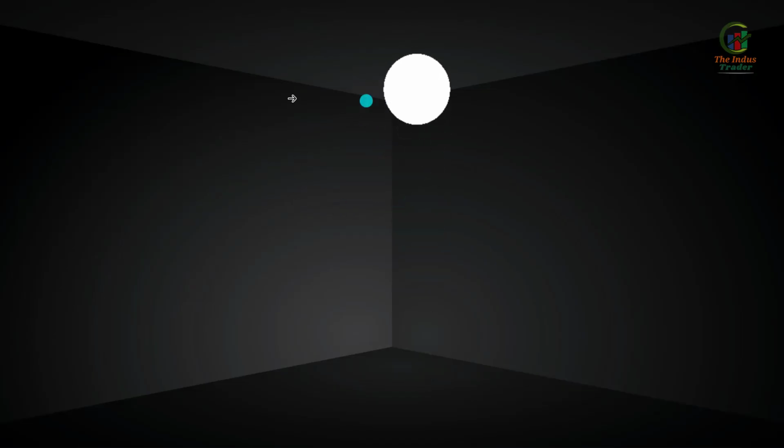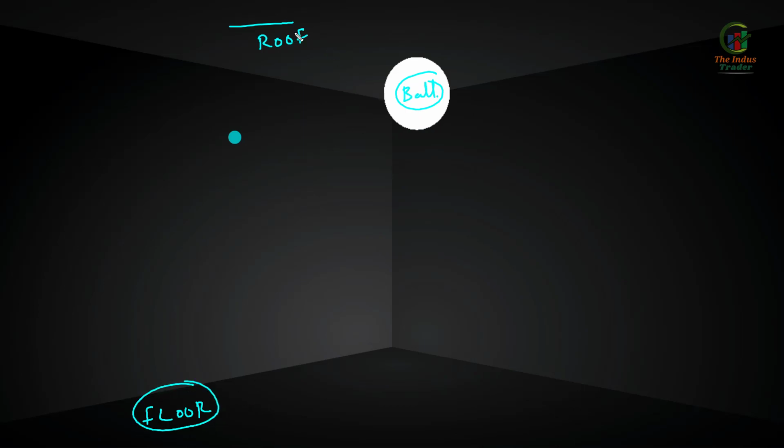This is a dark room, and if you see, this is a floor. This particular one is the roof. So let's say this is a ball. If this ball is bouncing, then obviously it will take support at the floor and it will take resistance at the roof.